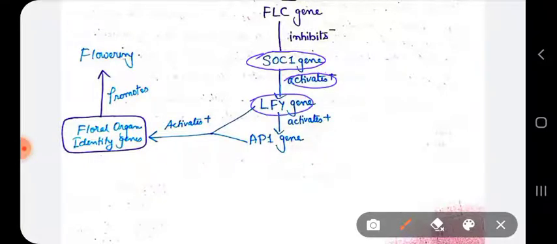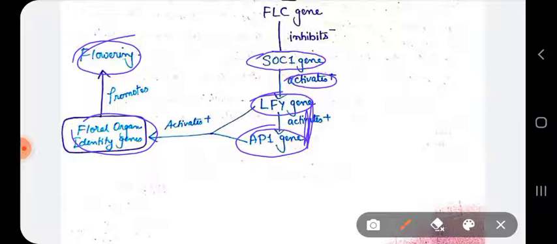the leafy gene, which further activates the apetala 1 gene. Together, these are called class 1 floral meristem identity genes. These floral meristem identity genes activate the floral organ identity genes, which are apetala 1, apetala 2, apetala 3, pistillata, and agamous genes, which finally promotes the flowering.